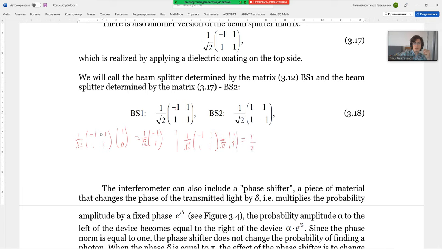Equals 1 half. So minus 1, 1 will give us 0 here, this row on this column. And this row and this column will give us 2. So it will bring us to the vector 0, 1. So this matrix conserves the length of this vector.